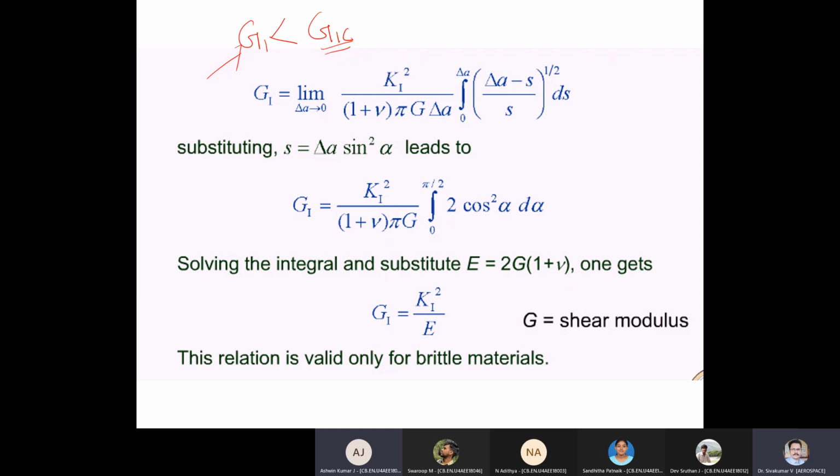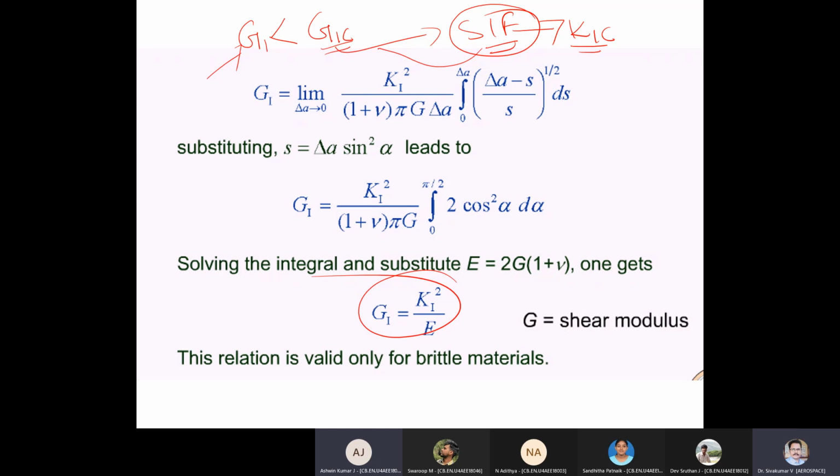How can I get this particular parameter? Getting the critical energy from the SIF is an easy process. In this process, you will get KIC. From KIC, I can get GIC through this relation. You got my point? To that extent only, this relation is useful.